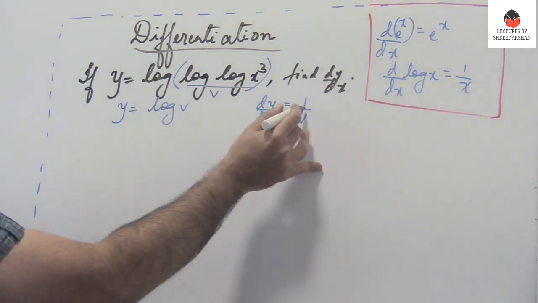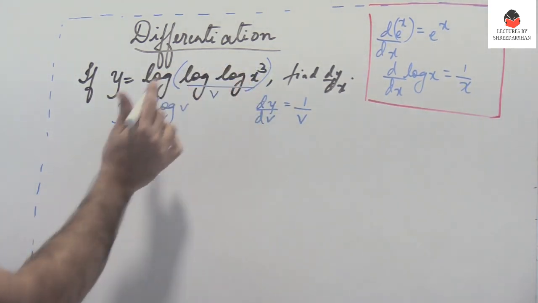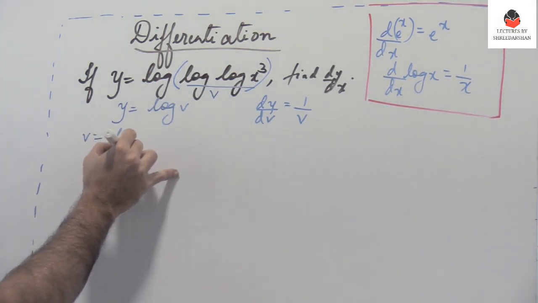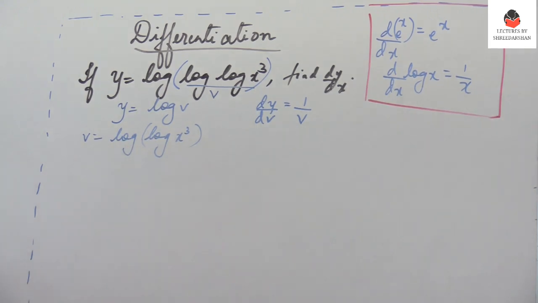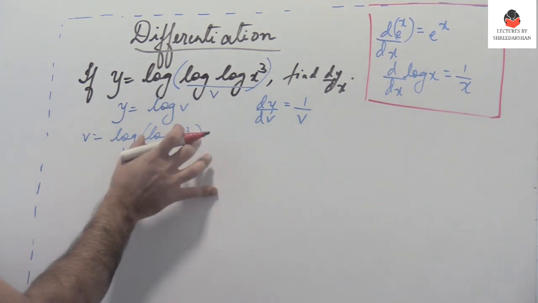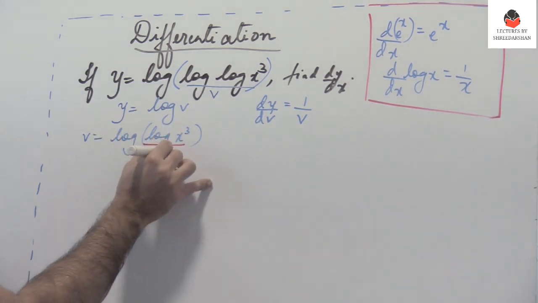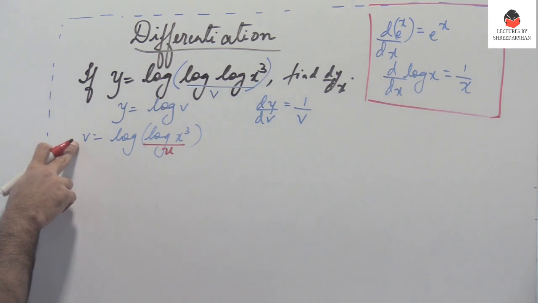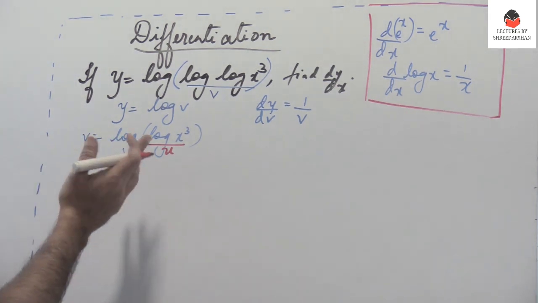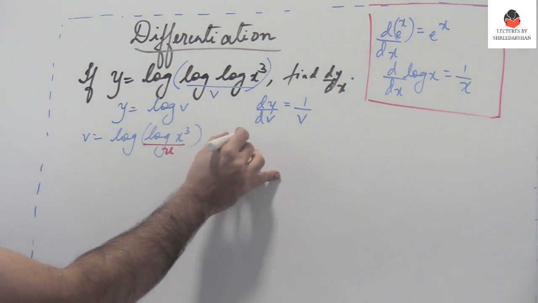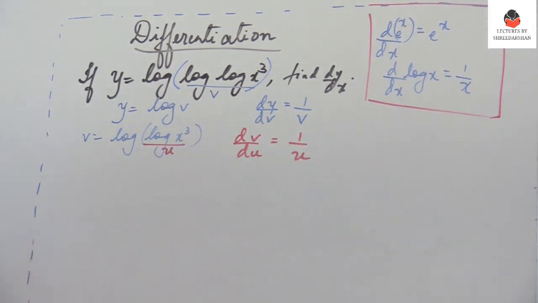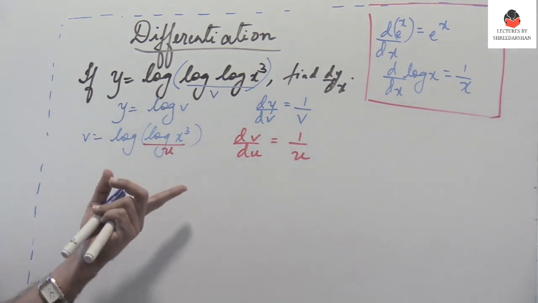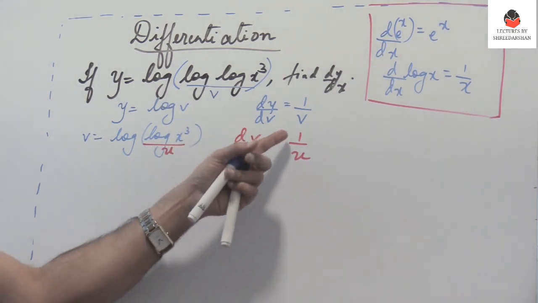So now we have to differentiate v. What is v? So v is log x cube. So instead of log x, I have log x cube. So let me call this as u. So I have to differentiate v with respect to u. So dv by du equals 1 by u. So it's very simple. Instead of x, I have u. So dv by du is 1 by u.